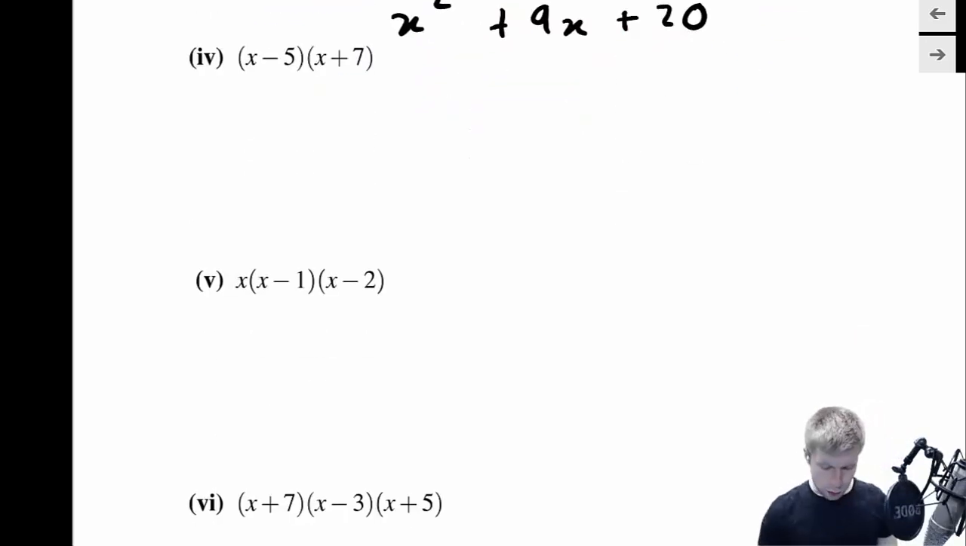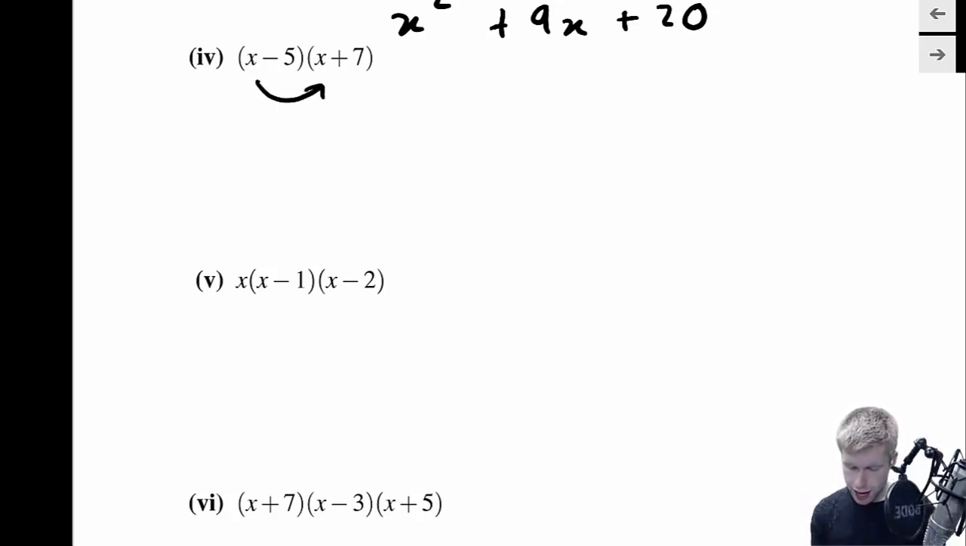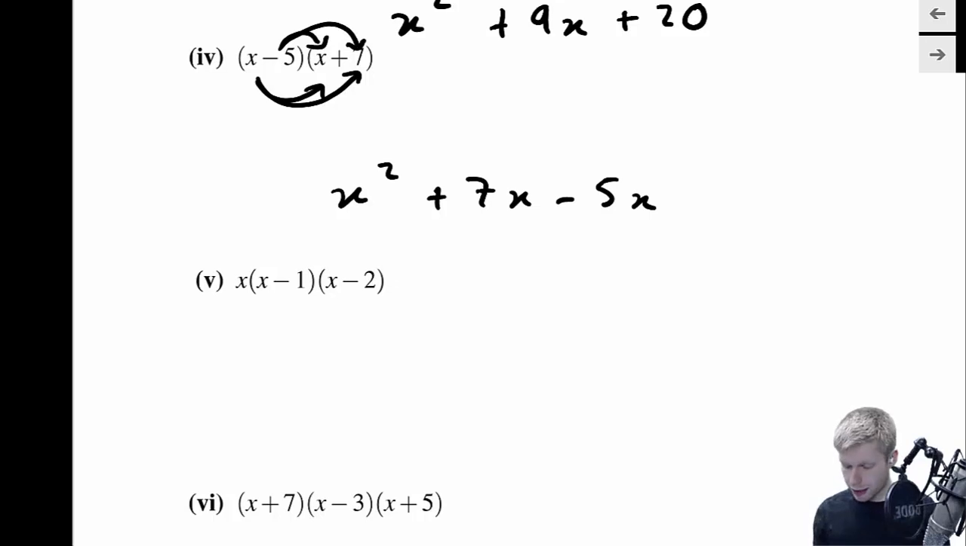Okay, let's have a look at this one. So we have x minus 5 times x plus 7. Same kind of thing, we just need to be careful of the minus. So we have an x visiting the x, which makes x squared, and the x also has to visit the 7, which makes the positive 7x. Then we need to make sure that the negative 5 visits everything in the second bracket, which makes minus 5x, and then the minus 5 times the 7, which makes negative 35.